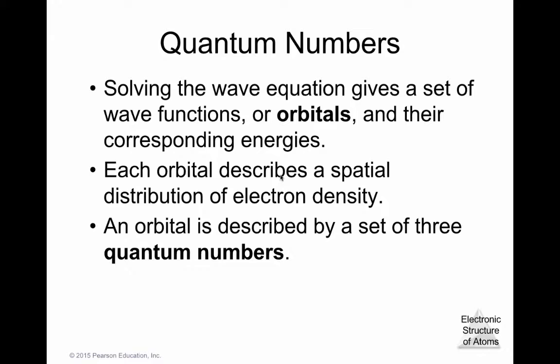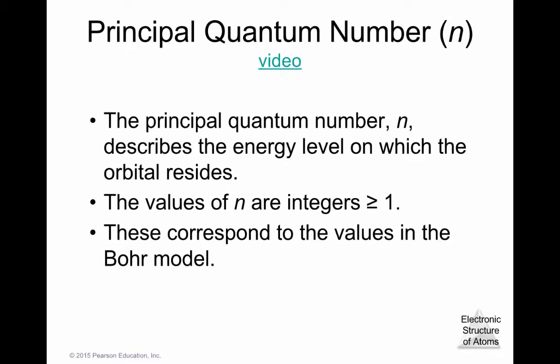is a spatial distribution of electron density. And they're not just those circles in the Bohr model, right? They have these different, interesting shapes, which we'll get into a little bit later.